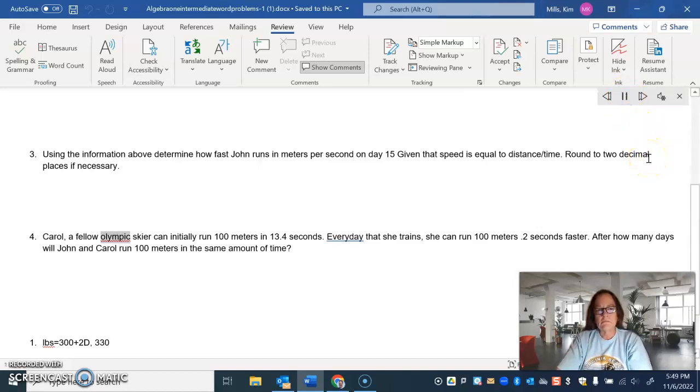Carol, a fellow... And that's how we use the text-to-speech feature in Microsoft Word.